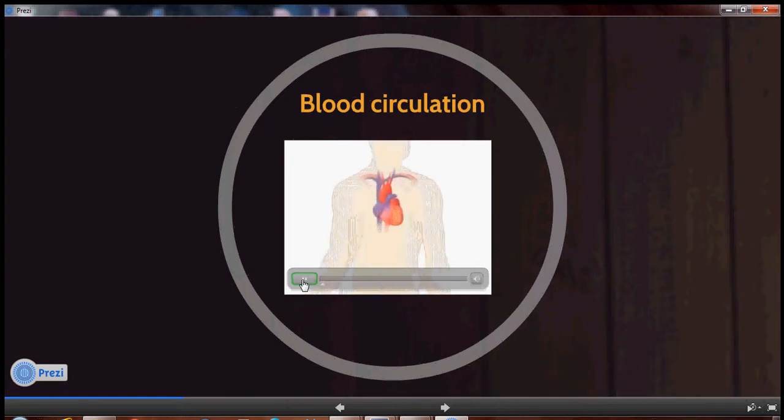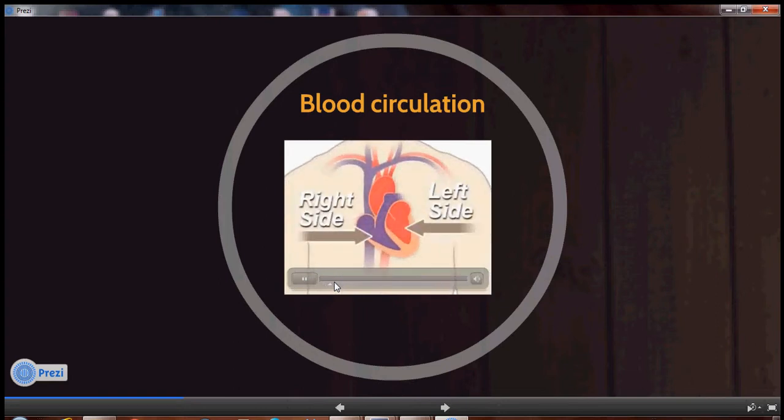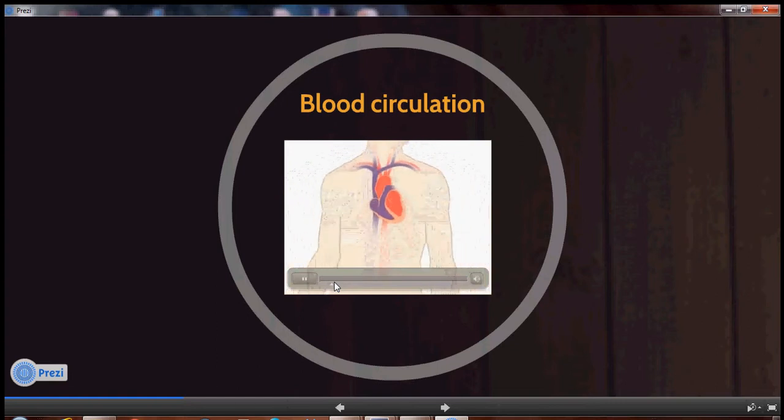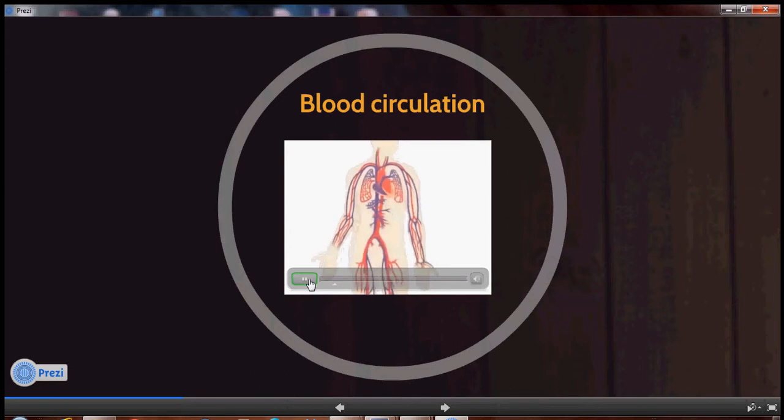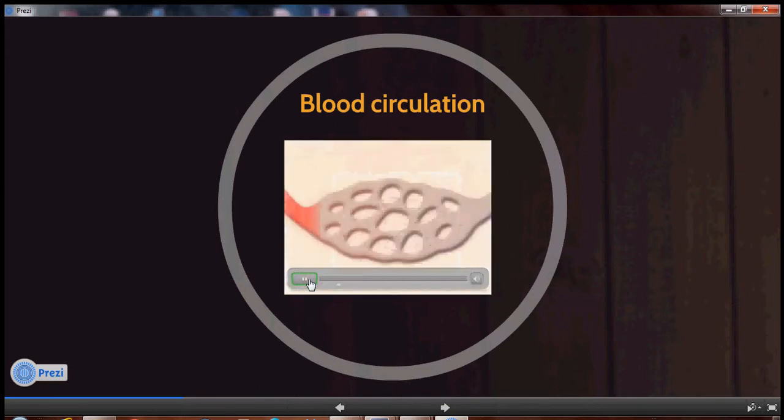It's a muscular organ about the size of your fist and is located slightly left of center in your chest. Your heart is divided into the right and left side. The division protects oxygen-rich blood from mixing with oxygen-poor blood. Together, your heart and blood vessels comprise your cardiovascular system, which circulates blood and oxygen around your body.